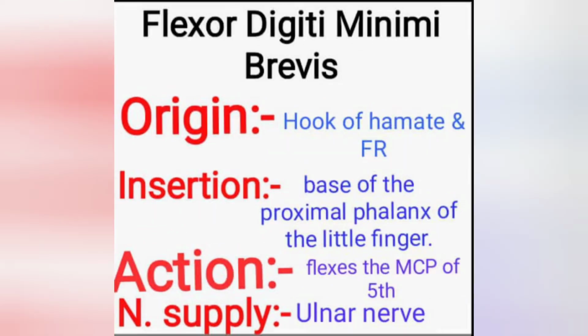Now, the next muscle is flexor digiti minimi brevis. It originates from the hook of the hamate and flexor retinaculum. Insertion: it inserts into the base of the proximal phalanx of the little finger. Its action is that it flexes the metacarpophalangeal joint of the fifth finger.